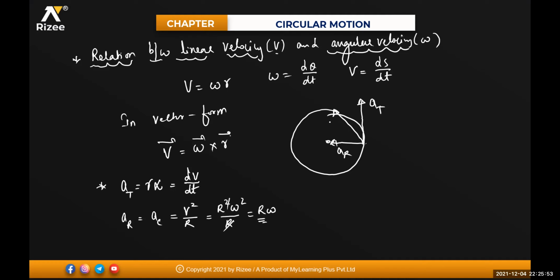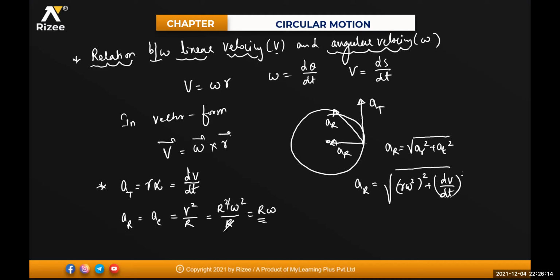So the resultant acceleration will be equal to under root of a radial square plus a tangential square. That means it will be equal to under root of (r omega square) whole square plus (dv by dt) whole square, that is (r alpha) whole square, isn't it? That means I can even write this as resultant acceleration equal to under root of (v square divided by r) whole square plus (dv by dt) whole square.